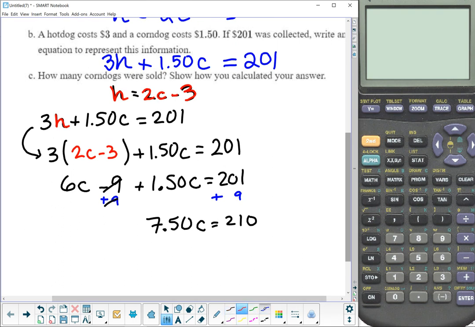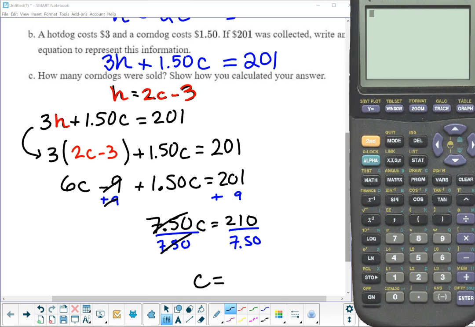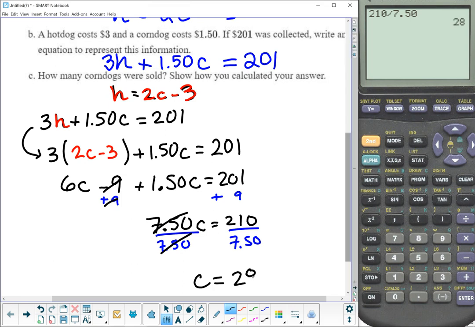Now I am going to need a calculator. So to find out what C is, I'm going to have to divide by 7.50 on both sides. That's going to cancel. I'm going to get C is equal to this one. So I have 210 divided by 7.50. And that gives me C equals 28. So that means there are 28 corn dogs. And look, how many corn dogs were sold? That's all we need.